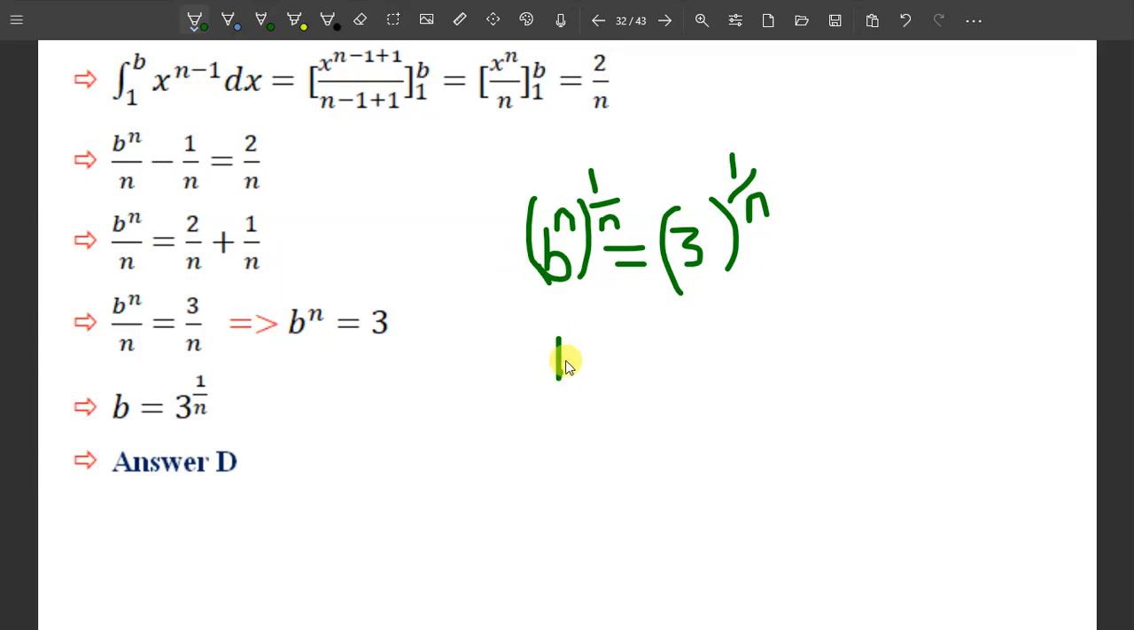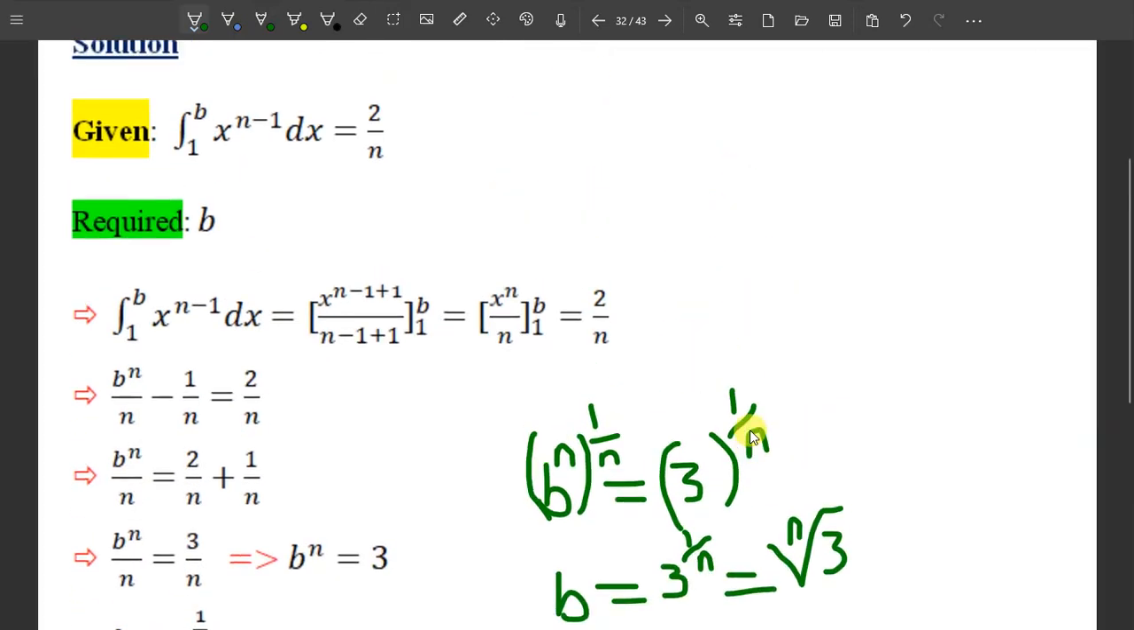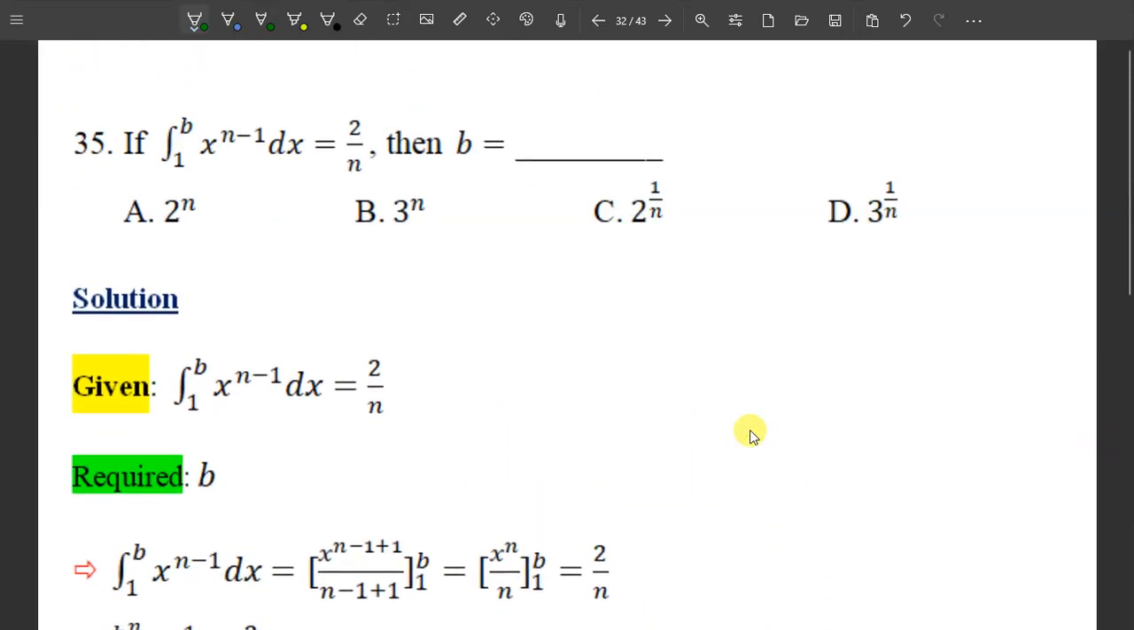What is left? Here we have only b. b is equal to, in this case, 3 to the power of 1 over n, which is the right answer. The answer can be written as such, or simply, 3 to the power of 1 over n can also be rewritten as the nth root of 3. Both are the answer.